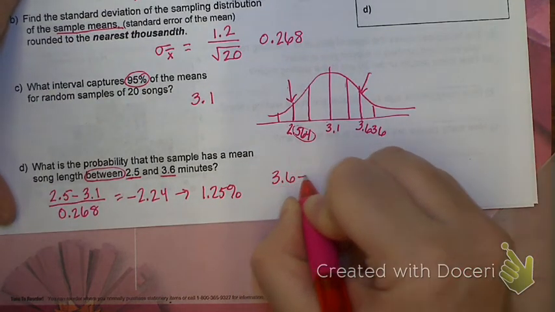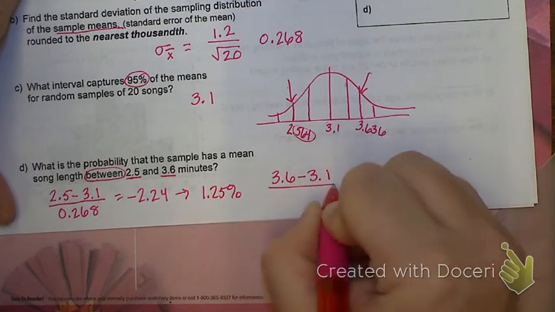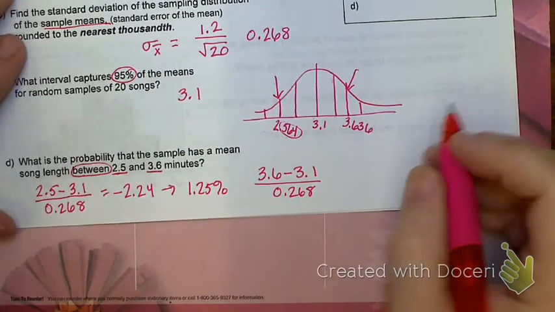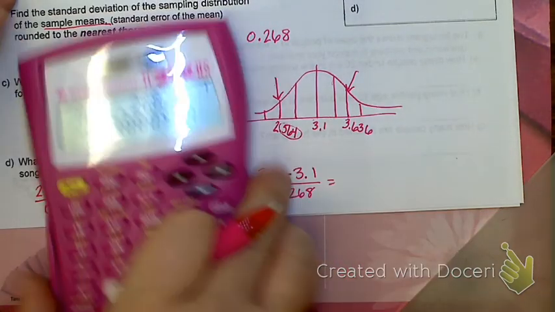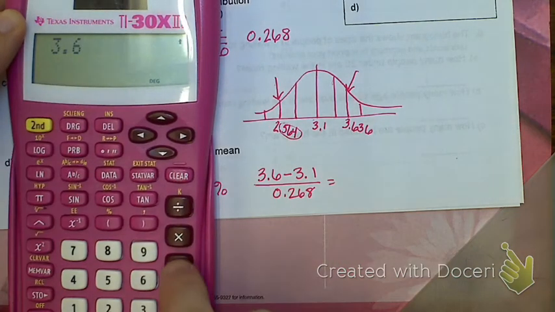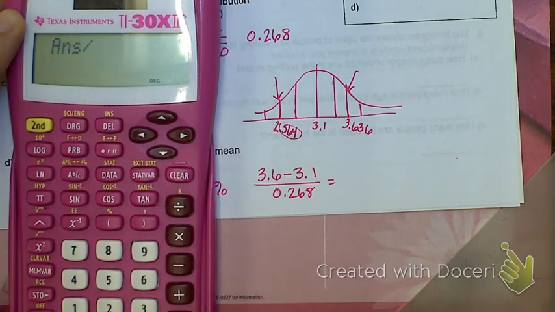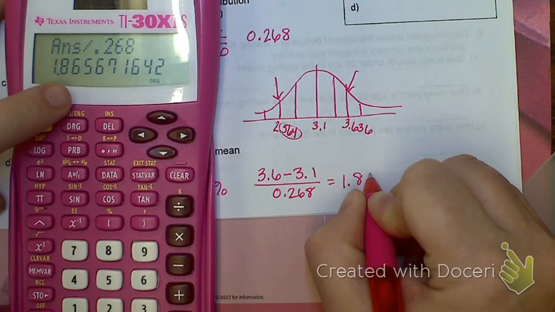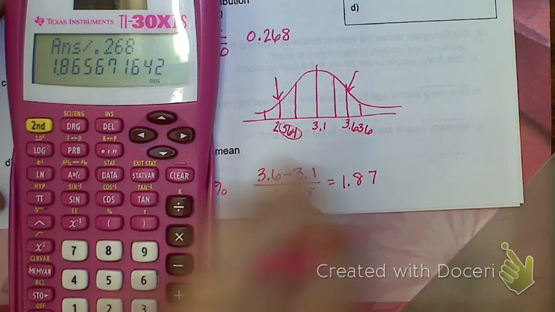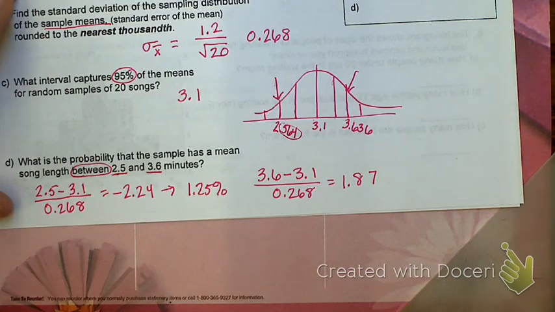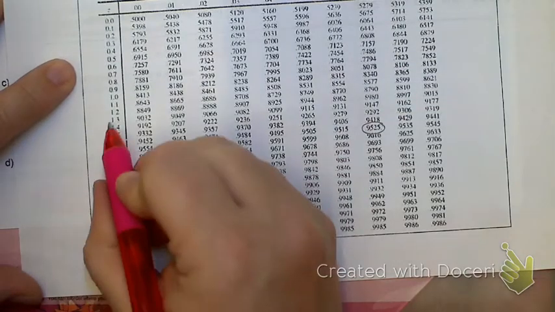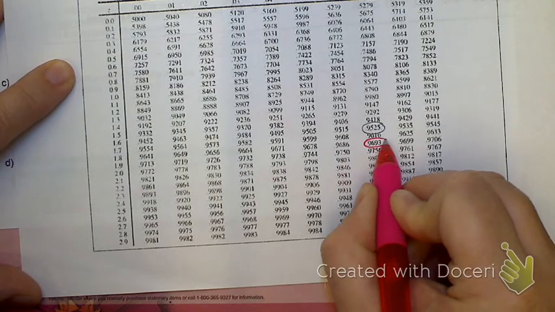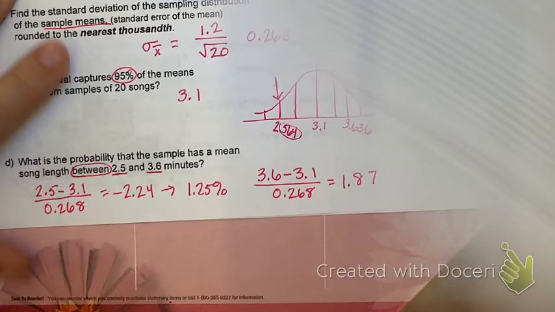Now I'm going to do the same thing for 3.6 minutes. 3.6 minus the mean, which is 3.1, over 0.268, which is our sample mean standard deviation. When I divide those, 3.6 minus 3.1 divided by 0.268 is 1.87. Again, going to my z-score table, 1.87 is 96.93%.